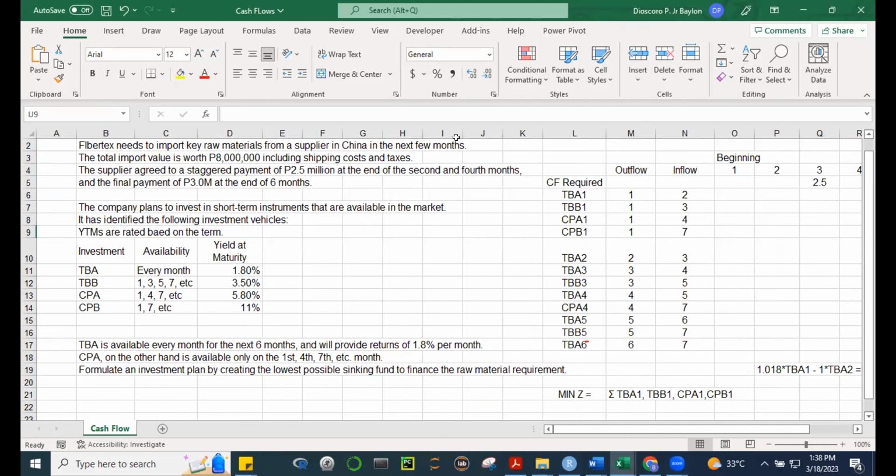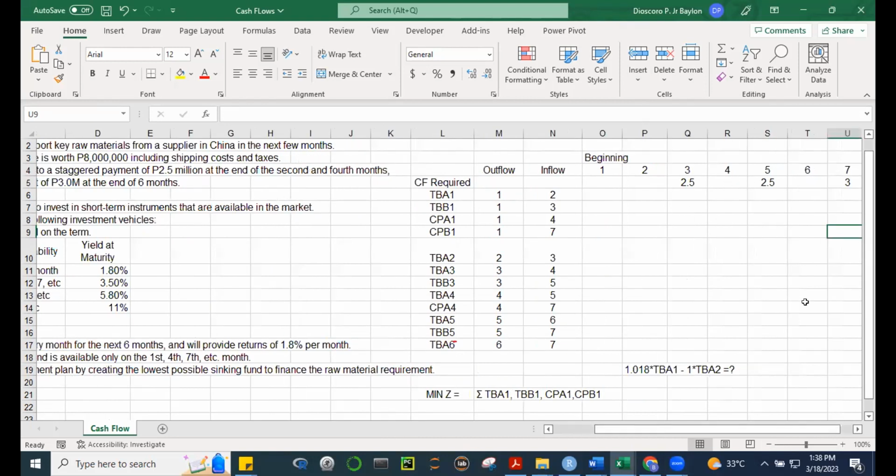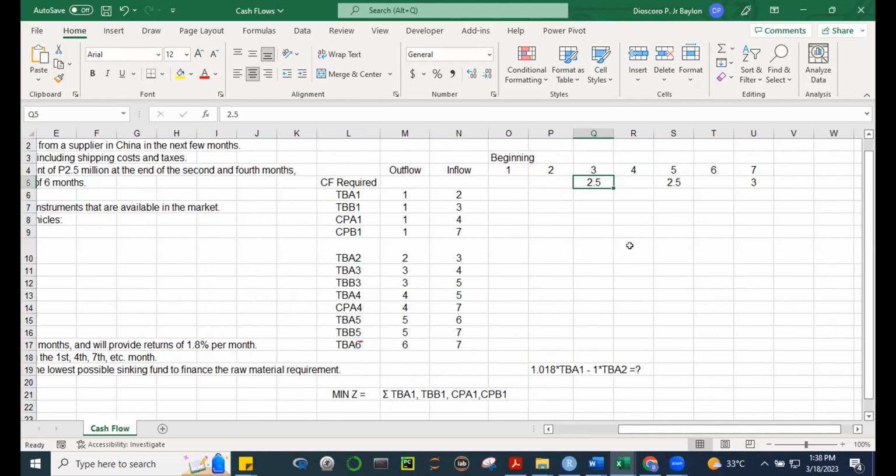The cash flow entails the requirement to minimize the initial investment and also come up with a cash plan so that the company will, at the beginning of the third month, be able to draw out 2.5 million to pay their supplier. Also at the beginning of the fifth month and at the beginning of the seventh month. So 2.5 million, 2.5 million, and 3 million. So these are the cash flow requirements.